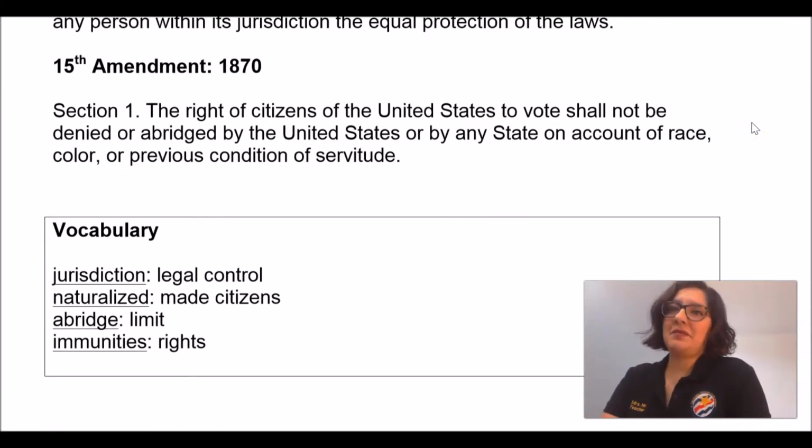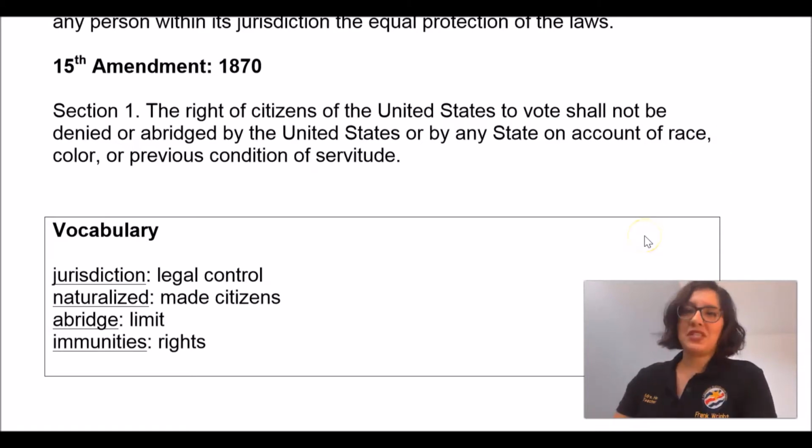Amendment 15, passed in 1870. Section 1. The right of the citizens of the United States to vote shall not be denied or abridged by the United States or by any state on account of race, color, or previous condition of servitude.